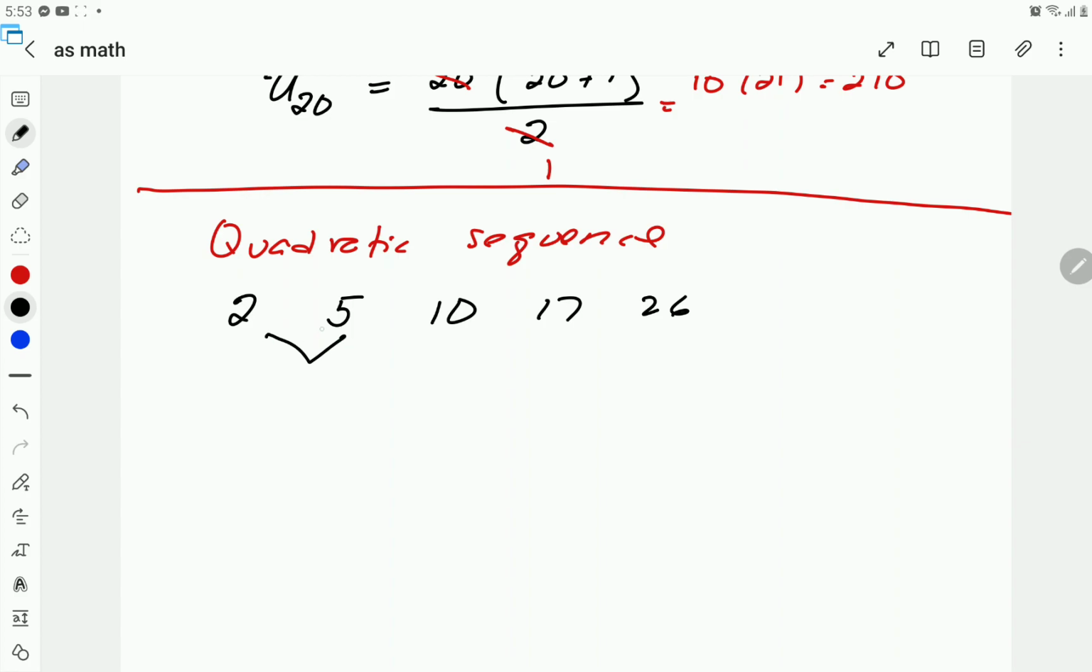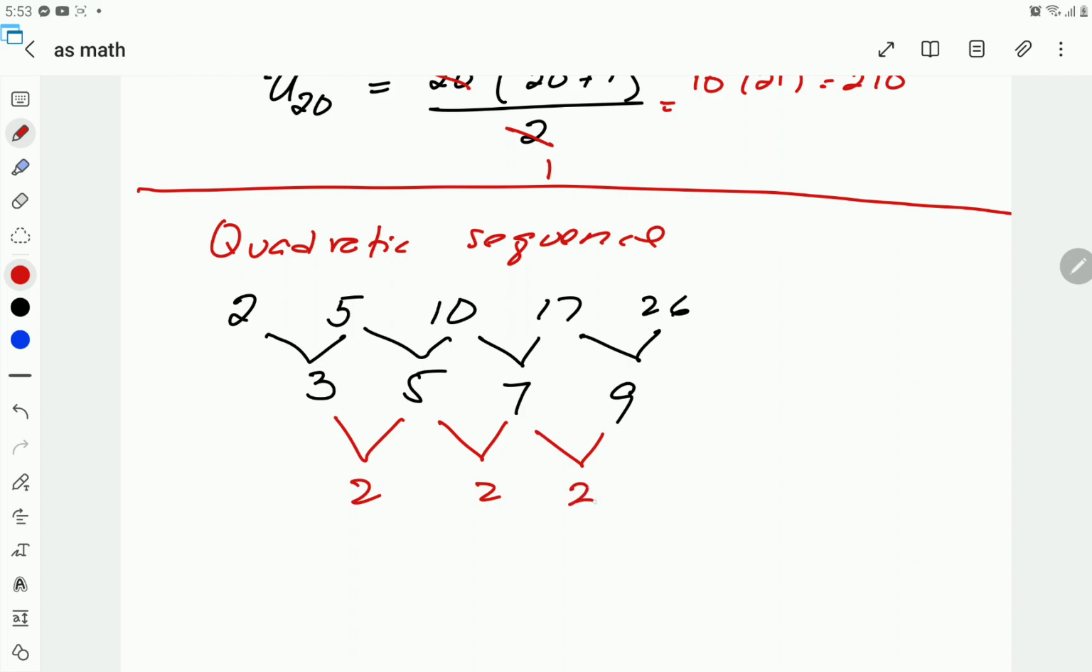So 5 minus 2 is 3. 10 minus 5 is 5. 17 minus 10 is 7. Then 26 minus 17 is 9. But then take a look that 5 minus 3 is 2. 7 minus 5 is 2. 9 minus 7 is 2. So the second differences are all equal. Okay? The first differences are not equal. If the second differences are all equal, then that is a quadratic sequence.